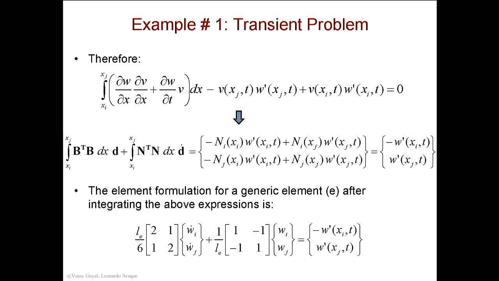This N and transpose N are known. We know those. So you can integrate that very quickly from xi to xj. I did it in Mathematica, decided not to show it here. When you do that, you get LE over 6, 2, 1, 1, 2, and that D bold, not to forget, is the rate of change of WI and the rate of change of WJ. Okay? And I just put that in there.